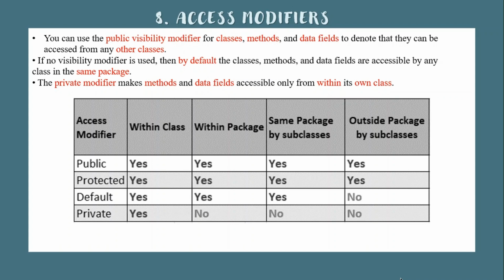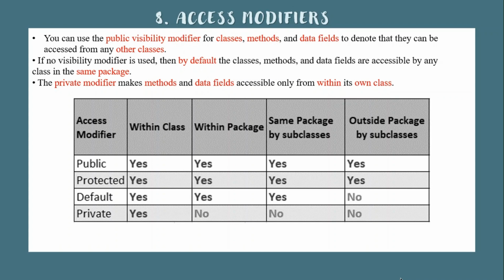Now with our last chapter in this video, access modifiers. So you can use the public visibility modifier for classes, methods, and data fields to denote that they can be accessed from any other classes. If no visibility modifier is used, then by default the classes, methods, and data fields are accessible by any class in the same package. The private modifier makes methods and data fields accessible only from within its own class.